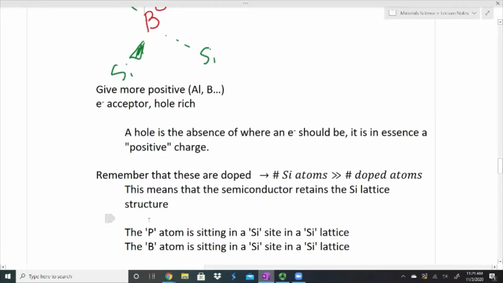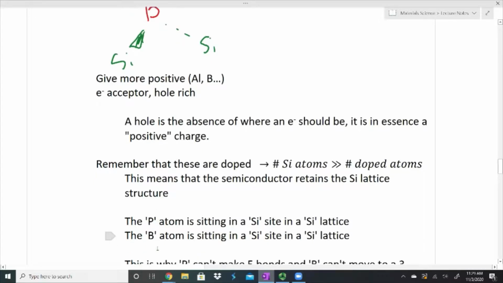It's very, very important that the P atom, the phosphorus, is sitting in a silicon site in a silicon lattice, and the same goes for the boron, that it's sitting in a silicon site in a silicon lattice.